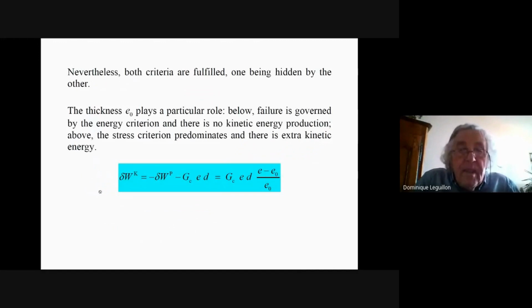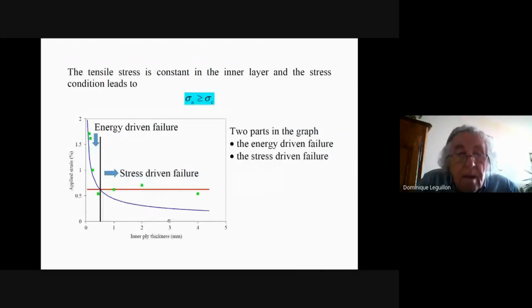But what can be seen is that at any time, for any thickness, the two conditions are always fulfilled. Here, the stress condition takes precedence over the energy condition, but of course, if you are here, you are far above the energy condition. Here, it is the energy condition that takes precedence, and of course, the stress condition is fulfilled. So the two conditions are fulfilled at any time.